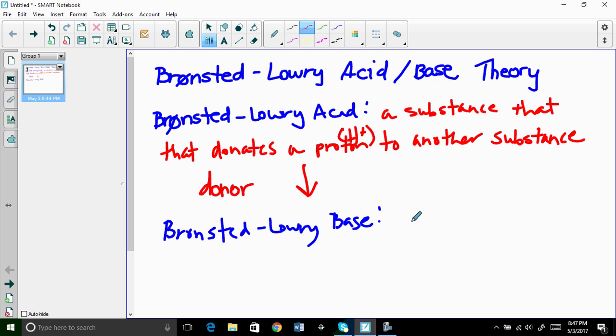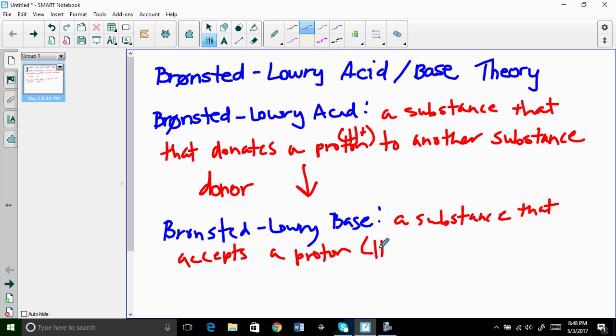And so a Bronsted-Lowry base, again, this is one of your 27 key terms, is a substance that accepts a proton, again, H plus, from another substance. Sorry, it's hard for me to write real clearly on this pad. Okay, so there's two more key terms.